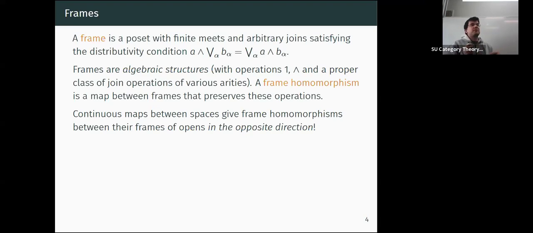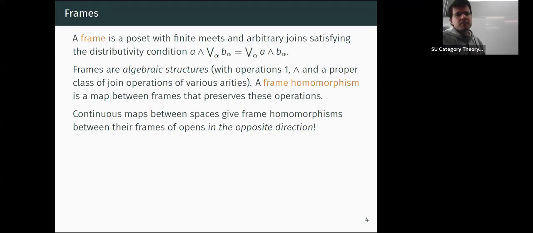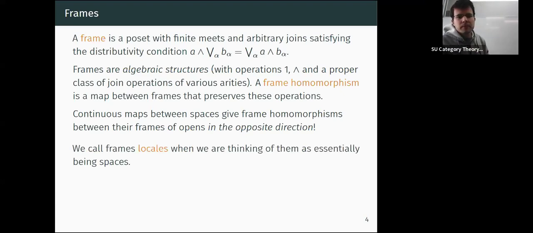So a continuous map between topological spaces gives you a frame homomorphism, but notice the frame homomorphism goes backwards, right? So if you have a continuous function from X to Y, your frame homomorphism will be from the opens of Y to the opens of X. So this will give us some kind of contravariant functor from topological spaces to frames.